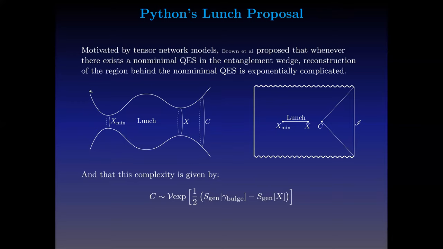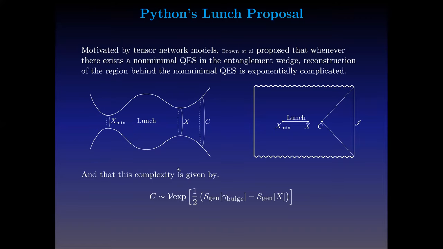So why is this called the Python's lunch? It's called the Python's lunch because of the shape of the Cauchy slice that contains these surfaces. Here we have the minimal quantum extremal surface. This is a non-minimal quantum extremal surface. This here is the bifurcation surface of the event horizon. So this is a two-sided black hole. You have an asymptotic boundary. And then we have this region in between these two, this bulge, which these folks called the Python's lunch.